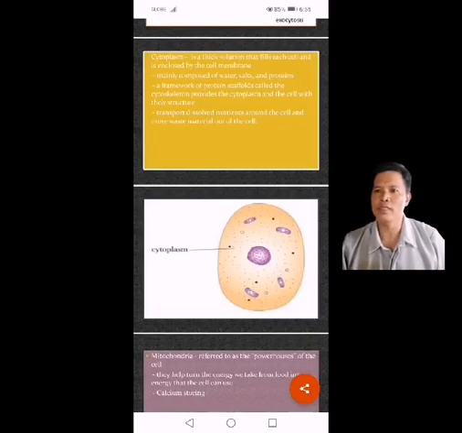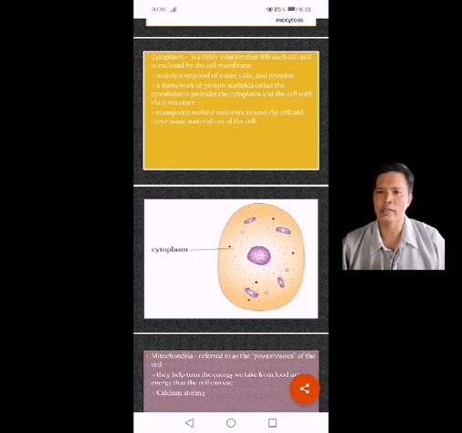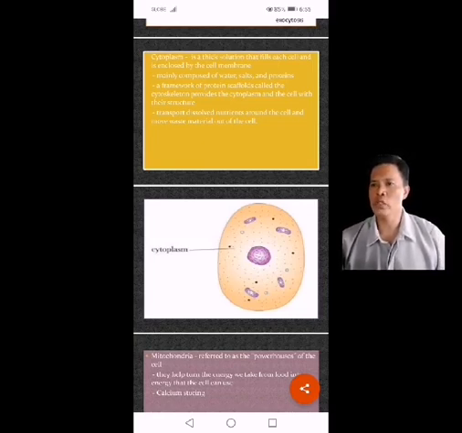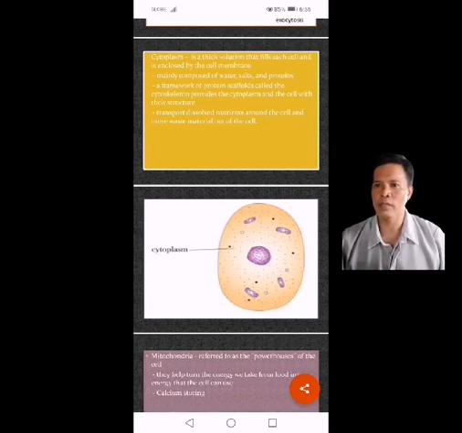The cytoplasm is a thick solution that fills each cell and is enclosed by the cell membrane, mainly composed of water, salts, and proteins. A framework of protein scaffolds called the cytoskeleton provides the cytoplasm and the cell with their structure. Transport dissolved nutrients around the cell and move waste material out of the cell. The mitochondria, referred to as the powerhouse of the cell, help turn the energy we take from food into energy that the cell can use. They are also calcium storage.